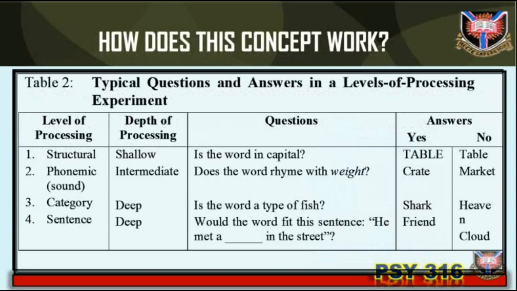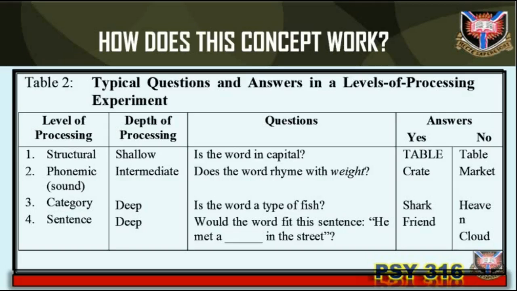Typical questions and answers in the levels of processing experiment. Levels of processing. 1. Structural. Then the second table, depth of processing: shallow. Question: Is the word in capital letters? Answers: yes or no. TABLE in capital, table in small letters. 2. Phonemic, sound. Depth of processing: intermediate. Question: Does the word rhyme with weight? Answers: crate, market.